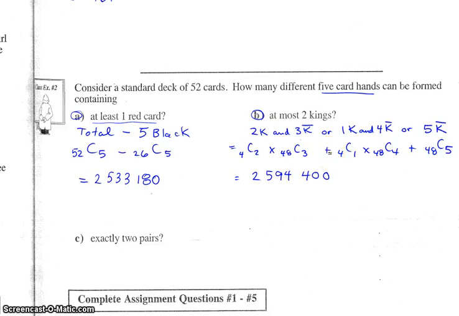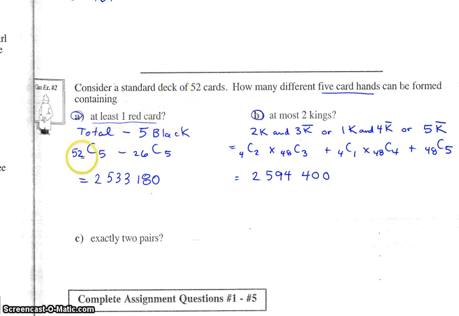Okay, so let's go through these. First of all, did you get the same answers? Let's check that. Okay, at least one red card. If you were to go the straight on way on that one, like 1 red, 4 black, 2 red, 3 black, yada yada, a lot of work. So best would be to go total number of combinations, we don't care, minus what isn't at least one red card, which would be 5 black cards.